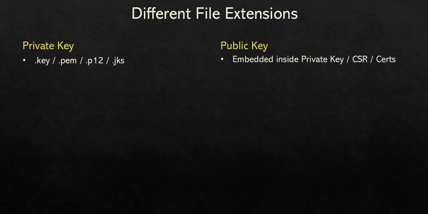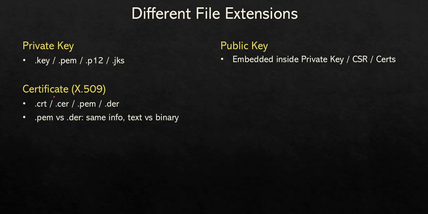Next is the public key. We discussed it. Public keys usually are not separately created, but are embedded inside the private key, inside the CSR, as well as inside the certificates. Next one is the certificate itself. Certificates are either .cert, .cer, .pem, or .der. The first two are very clear, .cert and .cer. But what is next? .pem and .der. So here is the difference.